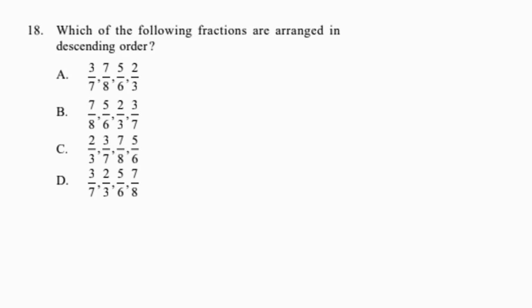Question number 18, which of the following fractions are arranged in descending order? All the options have 4 sets of fractions, 3 by 7, 7 by 8. Next, we have over here.